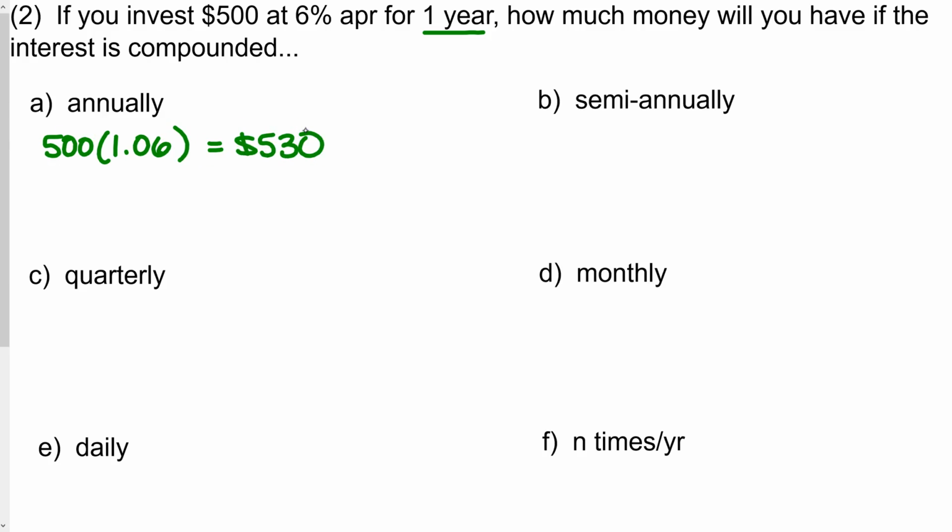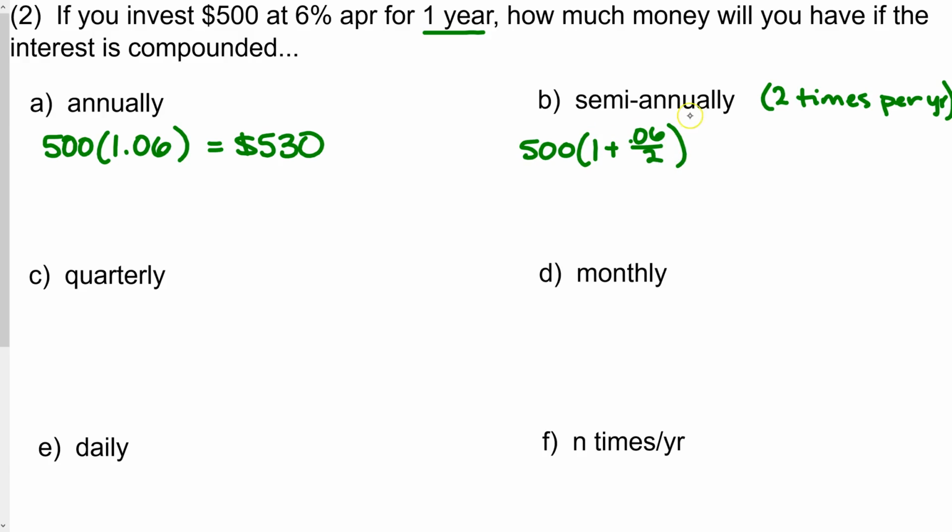Now for part B, semi-annually means 2 times per year, once every 6 months. So what happens is you don't get 6% at the 6-month point and another 6% at the 12-month point. You get 3% and 3% to add up to 6. So that's going to look like this. 500 times 1 plus 0.06 divided by 2. See, there's your 3%.